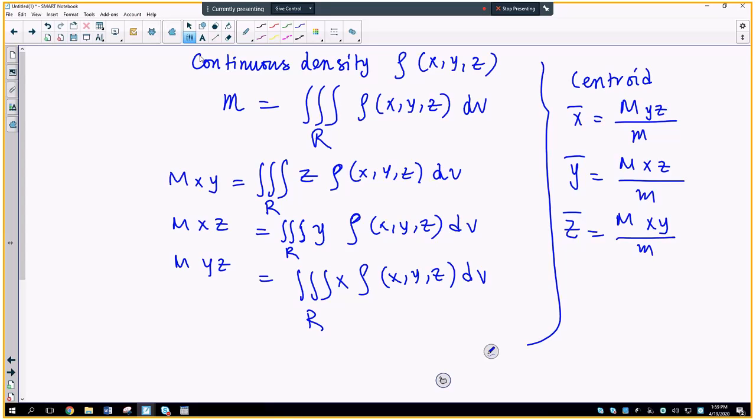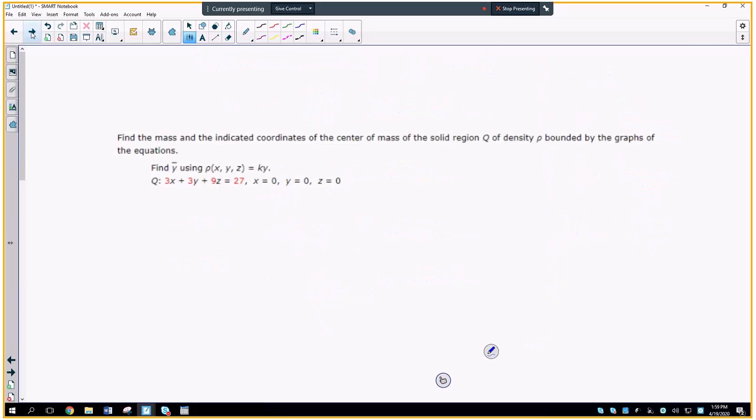We'll simply go ahead and talk about a problem where we're going to find the mass and we're going to talk about the location of the centroid. So find the mass and indicate the coordinates of the center of mass of the solid region Q of density rho bounded by the graphs of the equations 3x plus 3y plus 9z equal to 27, x equal to 0, y equal to 0, and z equal to 0. X equal to 0 is the yz plane. Y equal to 0 is the xz plane, and z equal to 0 is the xy plane.